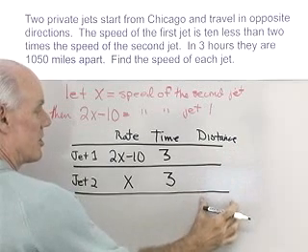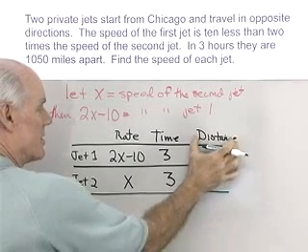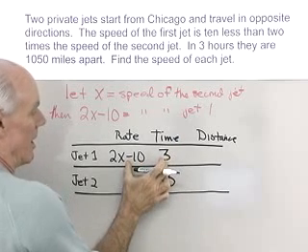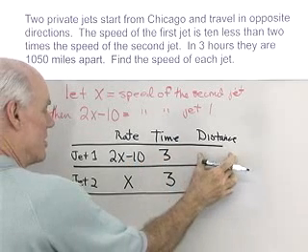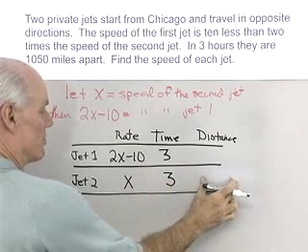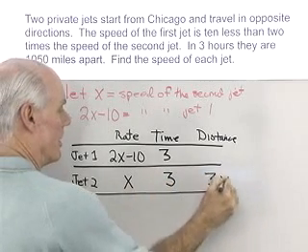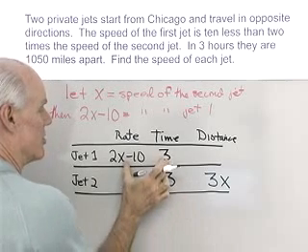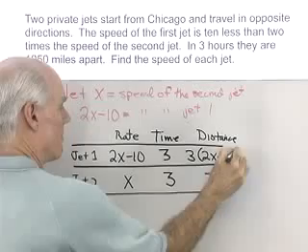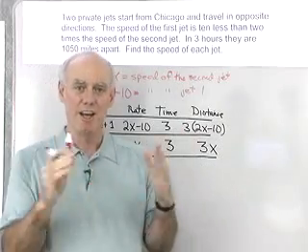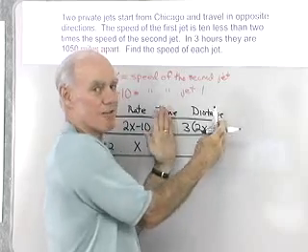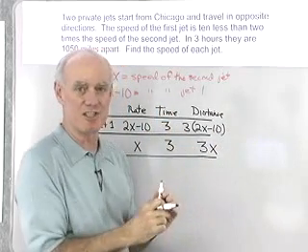Now, to fill in this column right here for distance, I use the fact that distance is equal to rate times time. So if I multiply these two expressions together, I'll get the distance that jet 1 traveled, and if I multiply these two together, I'll get the distance that jet 2 traveled. So jet 2 traveled a total distance of 3x, and jet 1 traveled a total distance of 3 times 2x minus 10. Well, they end up after 3 hours 1,050 miles apart, and so that's going to be the distance that the first jet traveled plus the distance that the second jet traveled.